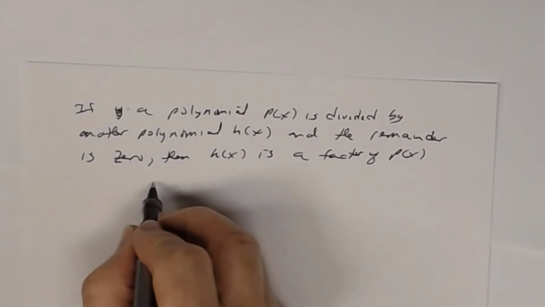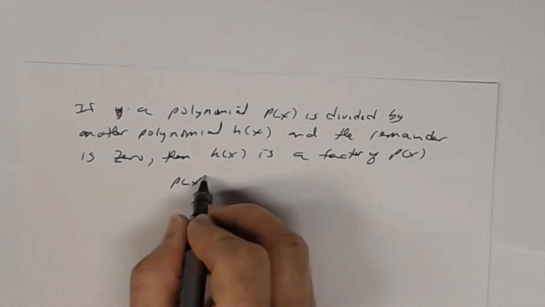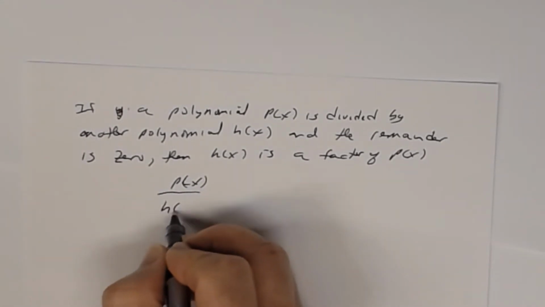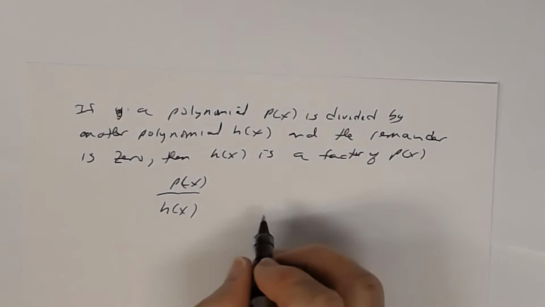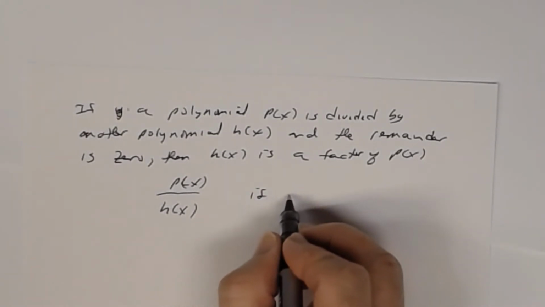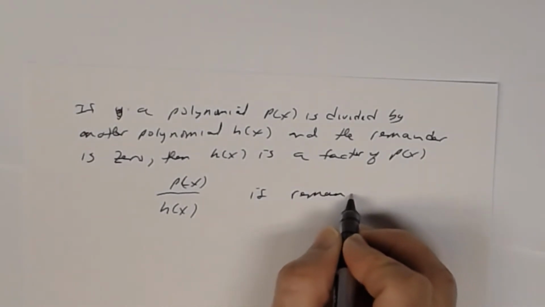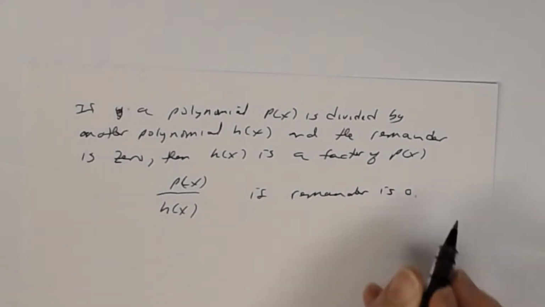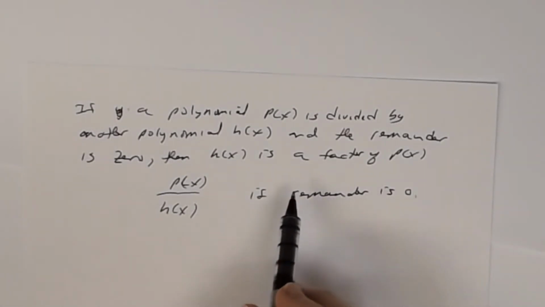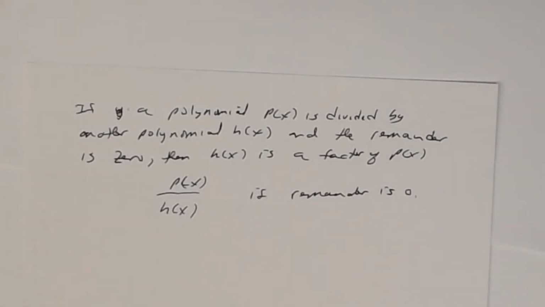Basically you're saying if p of x is divided by h of x using long division, and the remainder is 0, then h of x is a factor of p of x. And that's the idea we're going to use. So let's look at some examples with this.